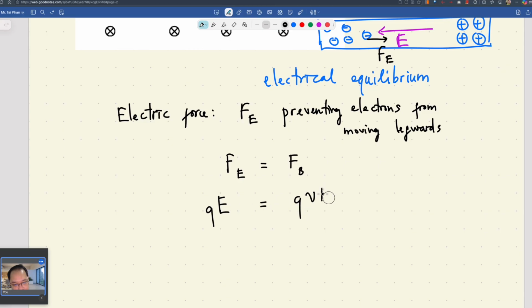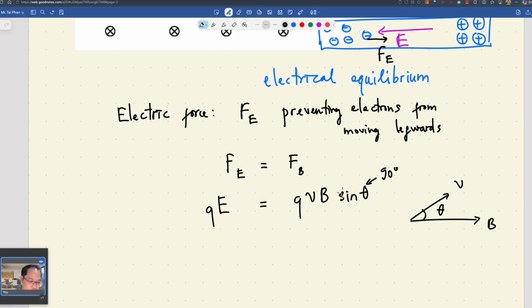QVB, we have this formula in the booklet. Actually, the correct form includes the sine of an angle, but in this case, the angle is 90 degrees. So sine of 90 degrees is 1. Okay, that angle is the angle between the velocity vector of the electron, the charged particle, and the magnetic field B.